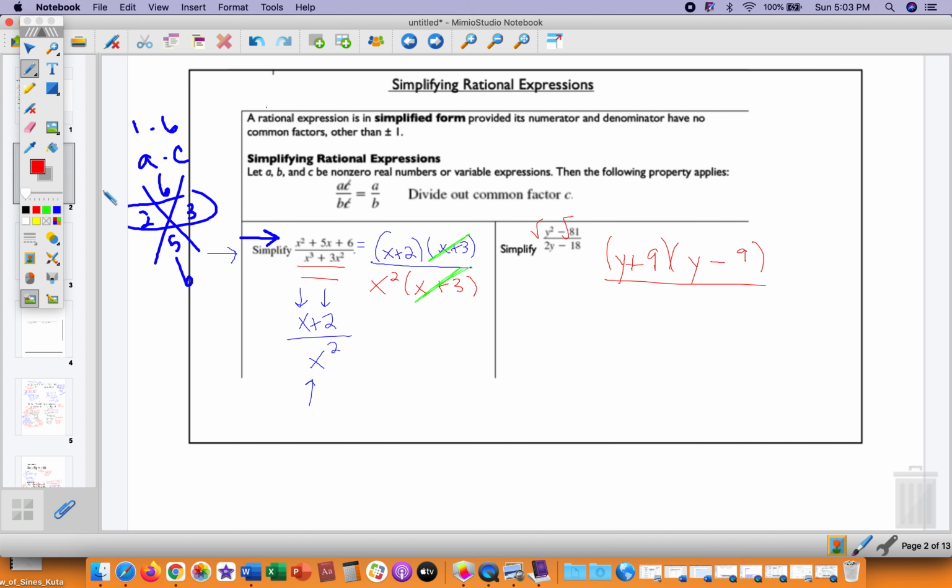In the denominator, I can factor out a GCF of 2. And I'm left with y minus 9. In the numerator and denominator, the quantity y minus 9 cancels. So you're left with y plus 9 all over 2.